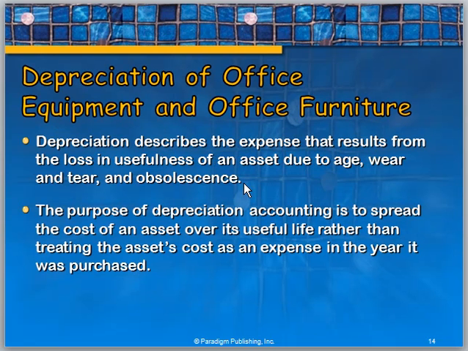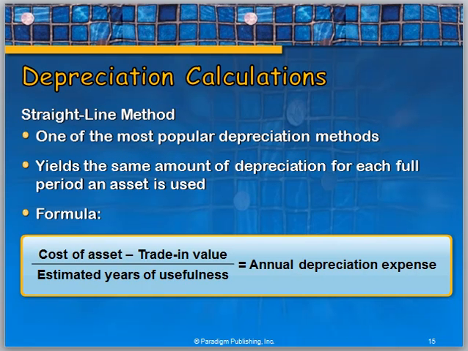So your slide here gives you a good description of depreciation. It talks about wear and tear due to the age of an asset and obsolescence. That means it's obsolete. And a lot of your technology equipment like computers and cell phones fall into the obsolete category. We already talked about the purpose of depreciation being to spread the cost of the asset over the number of years we estimate that it's going to be useful. And here you see the formula for your straight line method.